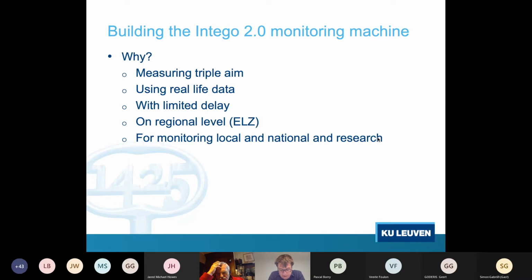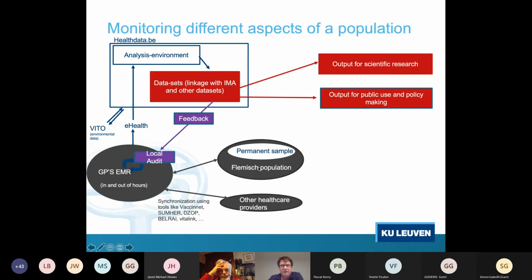It's very nice for research if you can measure 2 or 3 years afterwards the effect of an intervention, but if you want to implement integrated care, you cannot wait 2 years for feedback on the results of your actions. We want to do that on a regional level. In the case of Flanders, it's on the so-called eerstelijnszones. And we want to do that for local monitoring, but of course also for national monitoring and research. So that's a bit what we're trying to do with Intego.